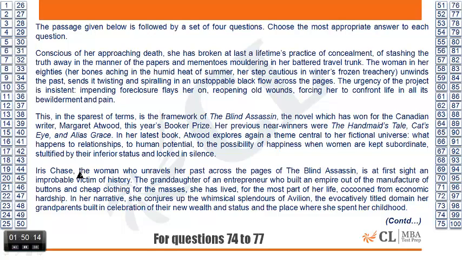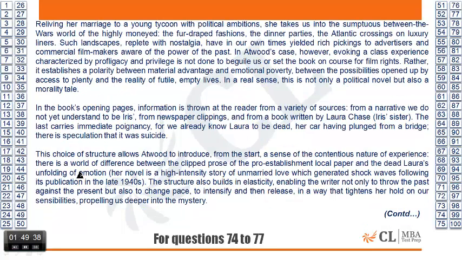Okay. Iris Chase. Who is that? Acha, the woman who unravels her past across the pages of The Blind Assassin. So she is the character in The Blind Assassin. At first sight, an improbable victim of history. The granddaughter of an entrepreneur who built an empire out of the manufacture of buttons and cheap clothing for the masses, she has lived for the most part of her life cocooned from economic hardship. In her narrative, she conjures up the whimsical splendors of Avalon, the equivocally titled domain her grandfather built in celebration of a new wealth and status, the place in which she spent her childhood. But basically, she had a good life. Okay. But I think something happened.